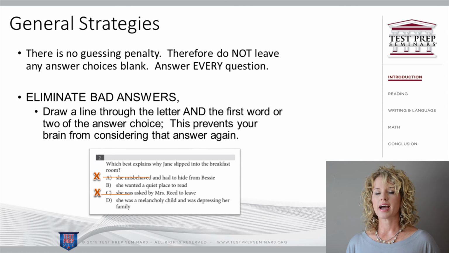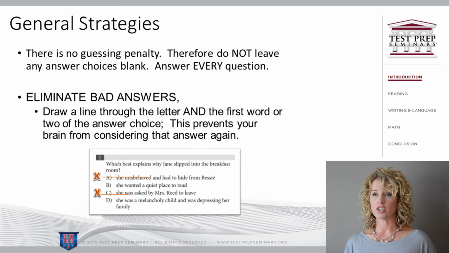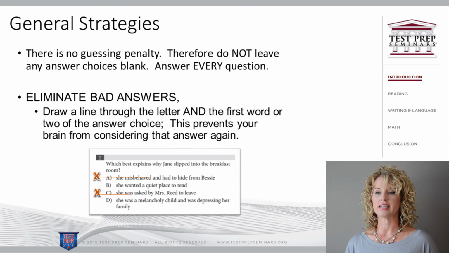We'll also talk about how to be more educated in your guessing, and that's our second strategy, which is eliminating bad answers. So there are many times when we've looked at a test and we don't have a clue of what the question is or what the answer is for the question, but we do recognize that a few of the answer choices are not in fact the answer. So what we want to do is we want to cross those out. Now you may be doing that already, but if you're not, we actually really want you to physically cross out the letter and the first few words of the answer choice that we're not going to select.